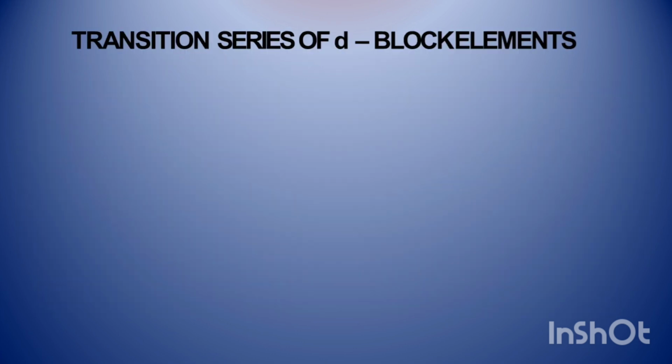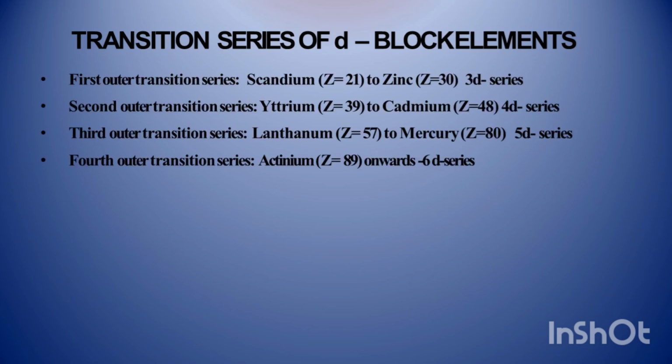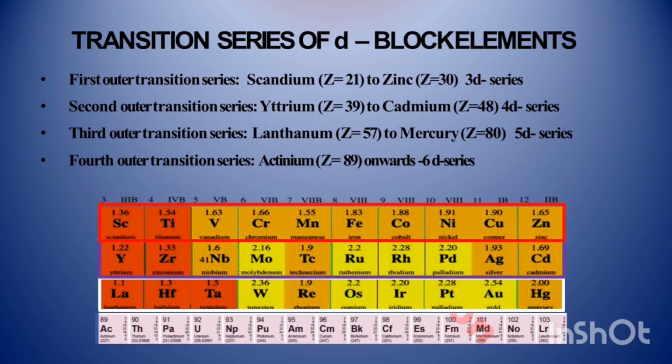Students, now let us study the transition series of D block elements. There are 4 series of D block elements. Since D block elements are called outer transition series, the first outer transition series starts from scandium, atomic number 21, to zinc, which has an atomic number of 30, and in going from left to right from scandium to zinc, the 3d orbitals are in the process of filling. Therefore, they are called 3d series.